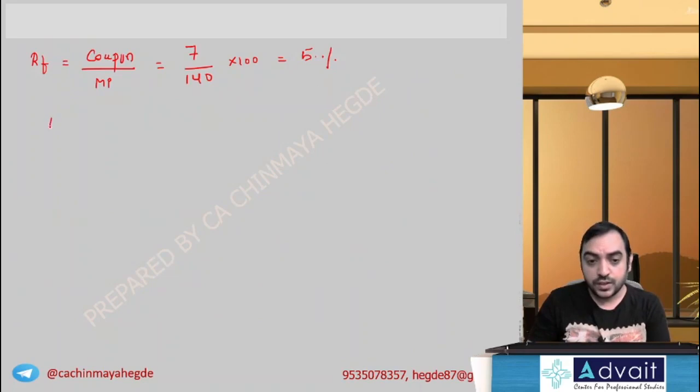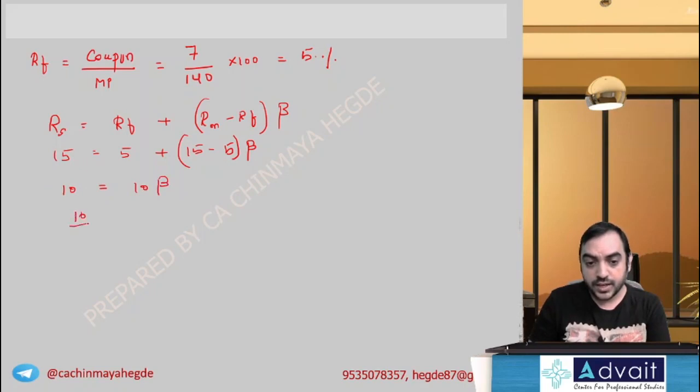So let's write return of a security equals RF plus RM minus RF into beta. Return of security is given as 15, risk free is 5, plus RM, return of market, is also 15, minus risk free 5 into beta. Simplify. So 15 minus 5 equals 10, 15 minus 5 equals 10 beta. So 10 by 10 equal to beta, or beta equals 1.